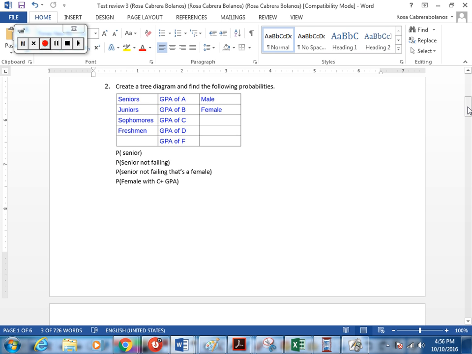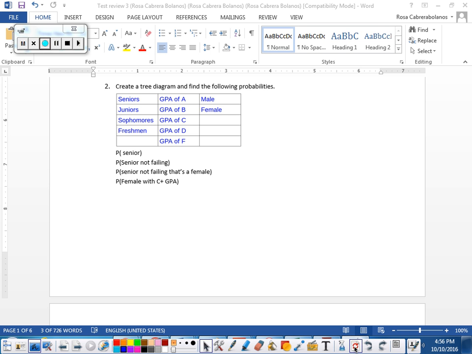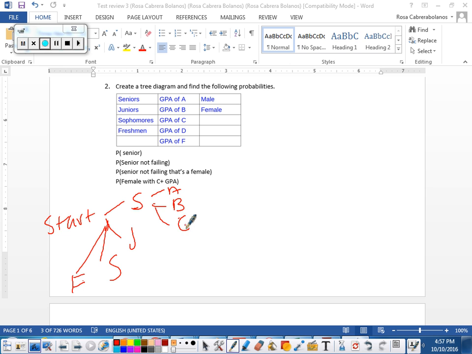I'm going to have my starting point again. You have to start somewhere. And you have seniors, juniors, sophomores, and freshmen. And then we have seniors with an A, seniors with a B, seniors with a C, seniors with a D, and then seniors with an F. Same thing for the rest of these. I could repeat these on juniors, sophomores, and freshmen, so I'm not going to do that, but you know that's what you could do.